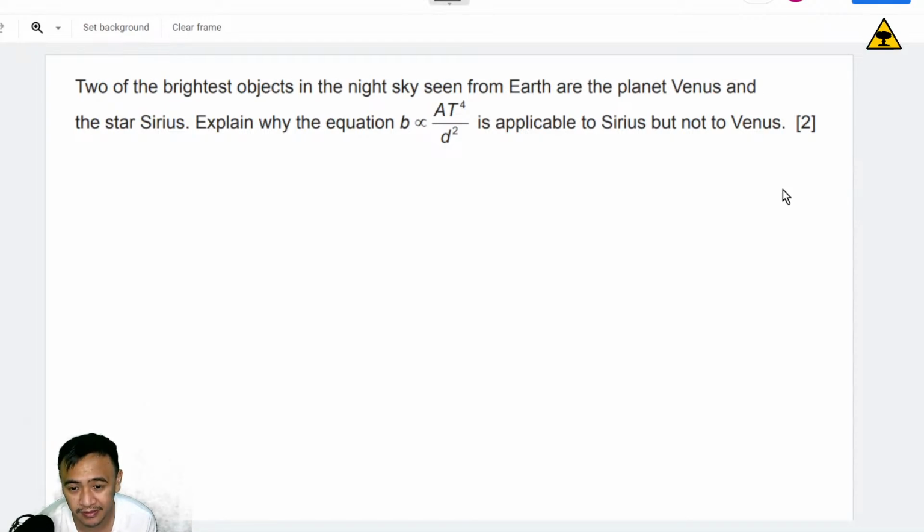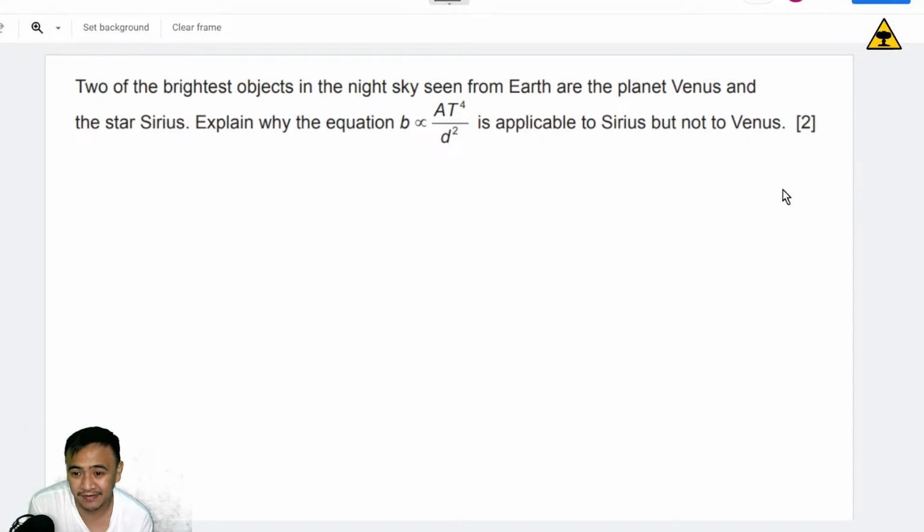Okay, but either way, why will this equation apply to Sirius but not to Venus? Okay, I'll give you a clue. Go back to Unit 8. This equation is essentially the black body equation, right? Black body. And what is this? This is the intensity of the radiation being emitted by the surface. Emitted is the key word here. Venus, does it emit or does it reflect?